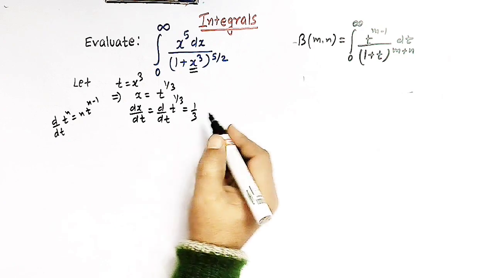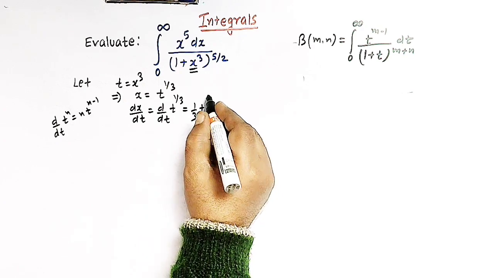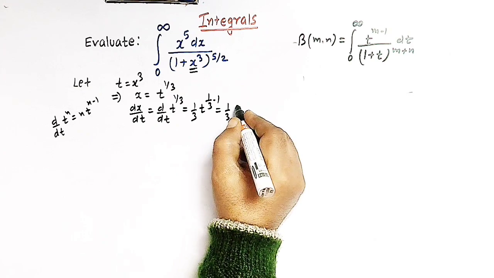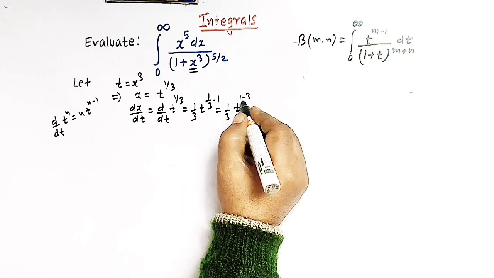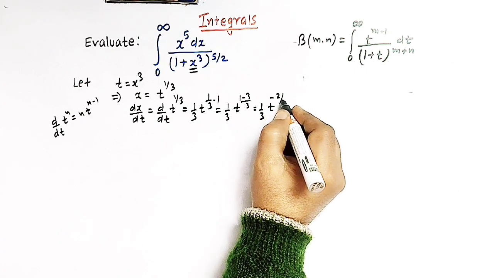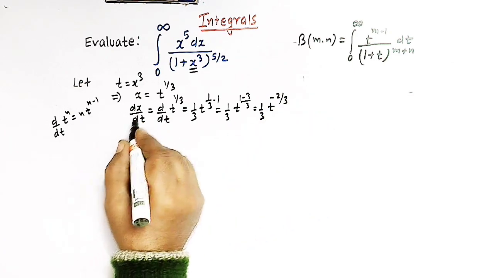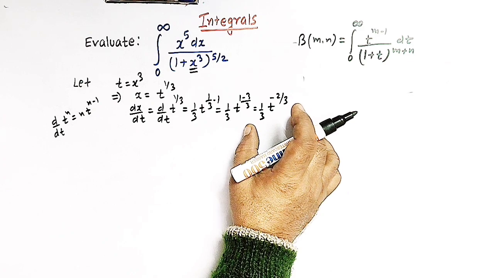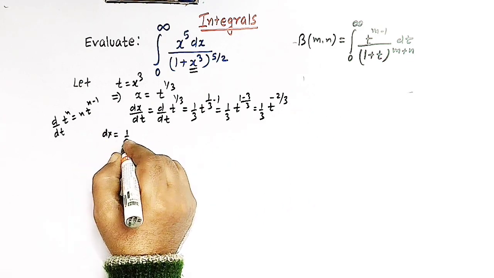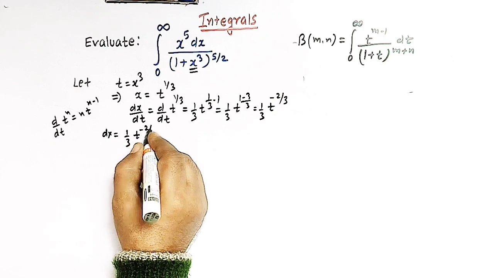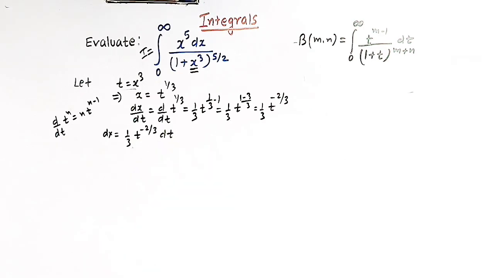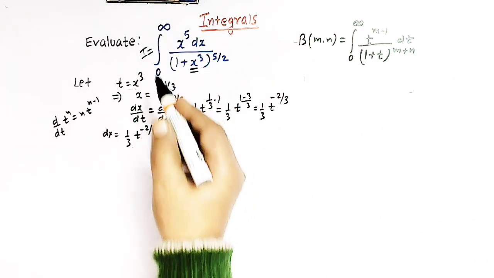So here the value of n is 1 over 3, so we have the derivative of t raised to 1 over 3 with respect to t as 1 over 3 t raised to 1 over 3 minus 1. So this is 1 over 3 t raised to 1 minus 3 over 3, that is 1 over 3 t raised to minus 2 over 3. So now dx over dt is equal to this expression. So now we can write dx is equal to 1 over 3 t raised to minus 2 over 3 dt. So now let us change the limits accordingly.